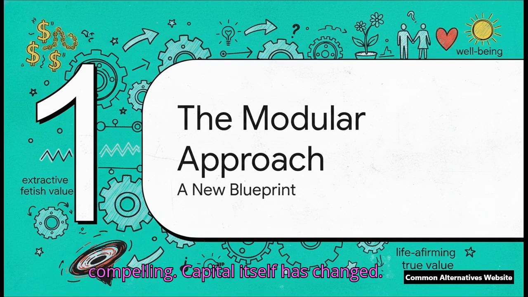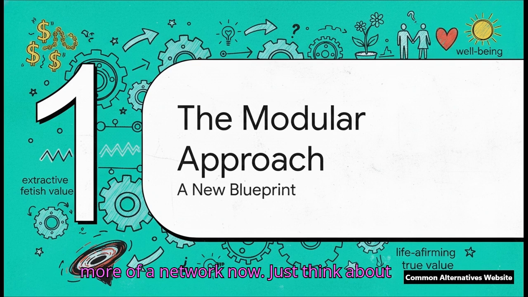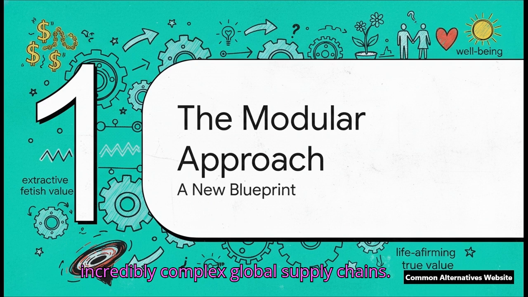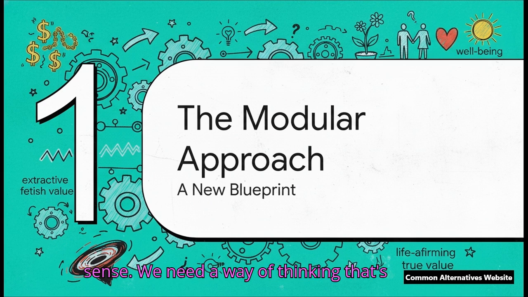But why do we even need this new blueprint? Well, the argument is pretty compelling. Capital itself has changed. It's become way more modular, right? It's more of a network now. Just think about something like the gig economy or these incredibly complex global supply chains. You can't just slap a single old-school definition on that and expect it to make sense. We need a way of thinking that's as flexible as the system we're looking at.